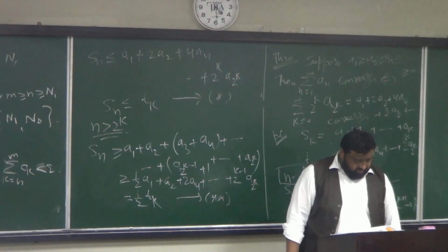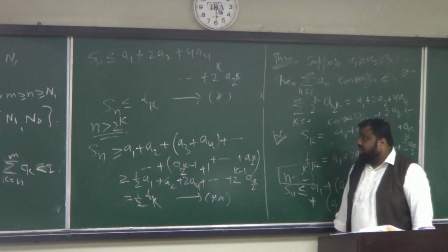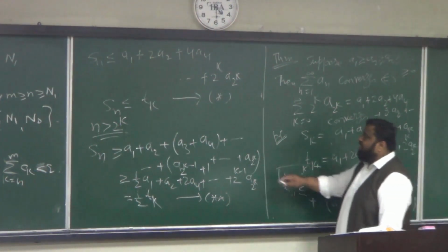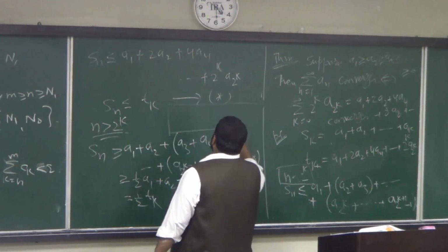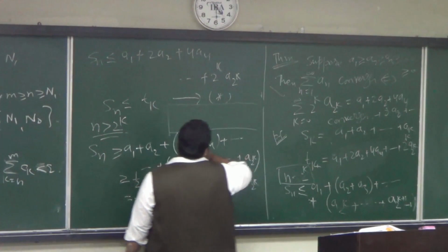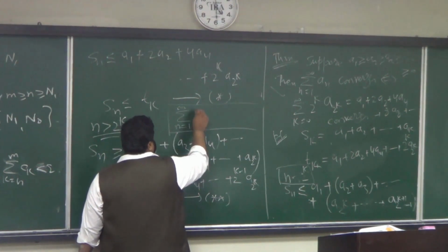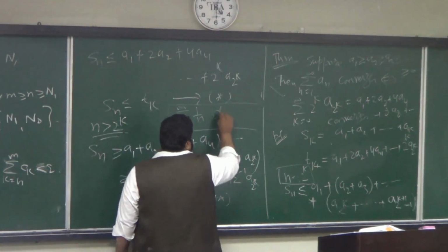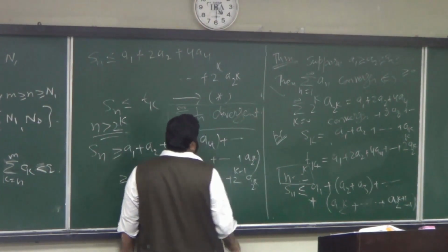So let's move ahead. We'll do another test. Here's a little exercise for you guys. Use this test to show that this series of numbers, which is 1 over n, is divergent. This one.